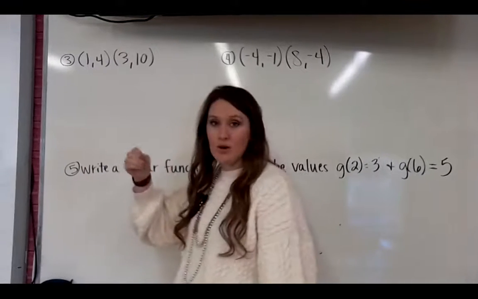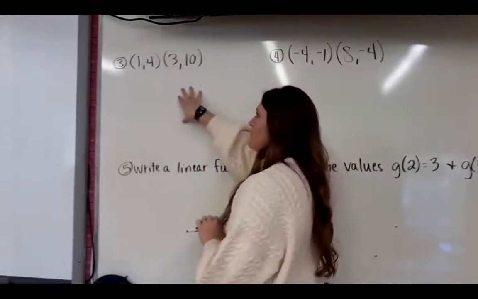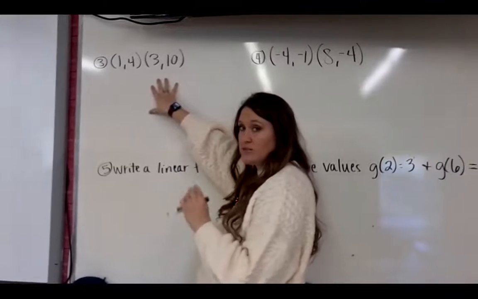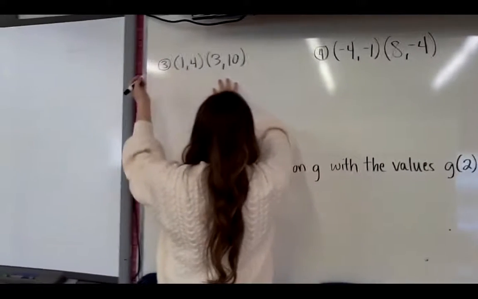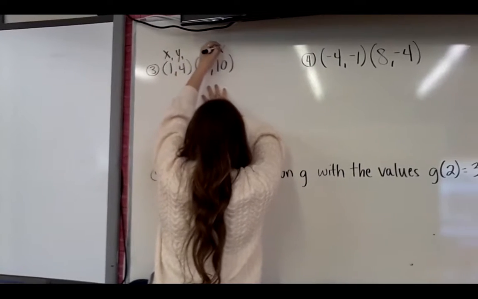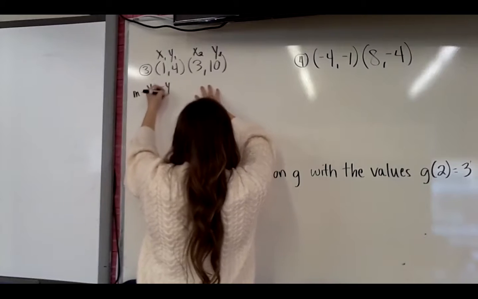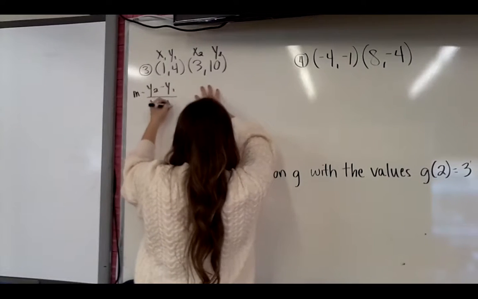So we start out, though, with point-slope form. That's where it kind of starts to get a little confusing. So first of all, on number 3, they just give us 2 points. Remember, that is where we go back and first find our slope. So I'm going to go ahead and label these x1, y1, x2, y2. Slope, if you remember, is y2 minus y1 over x2 minus x1.